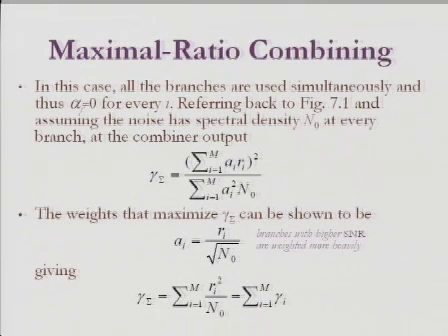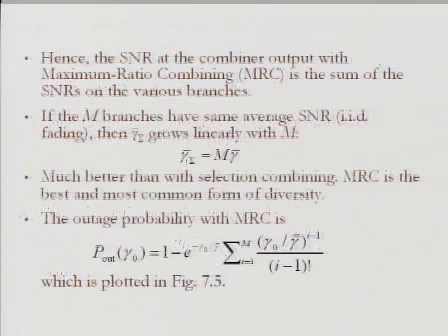You cannot do better than this. With these antennas and these fadings, with this set of gamma_i's, no matter how you combine them, you cannot achieve a higher SNR at the output. That is the best. And that's why it's called maximum ratio combining.